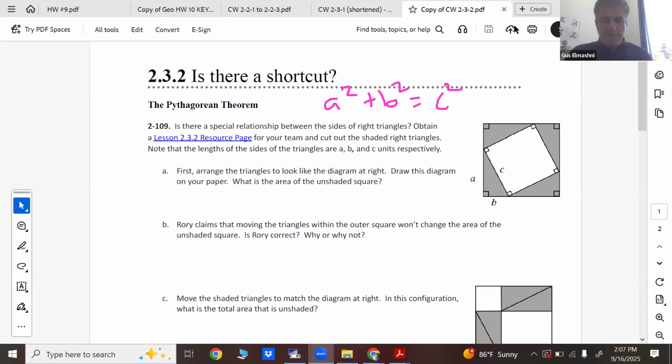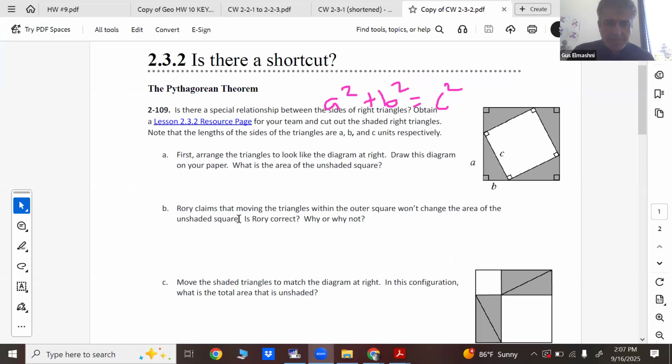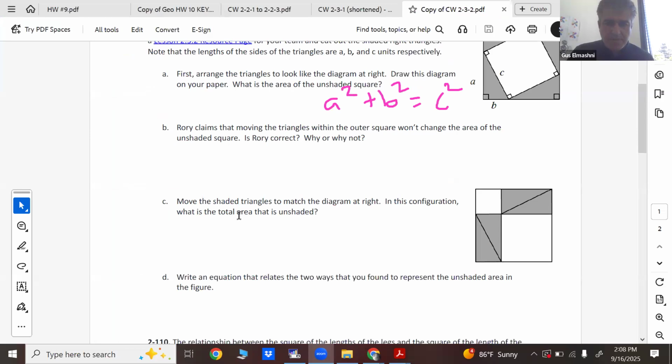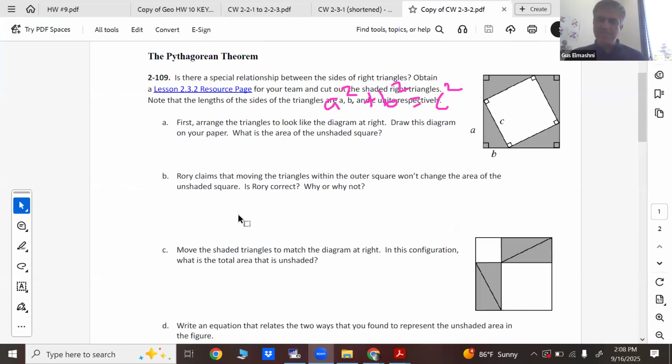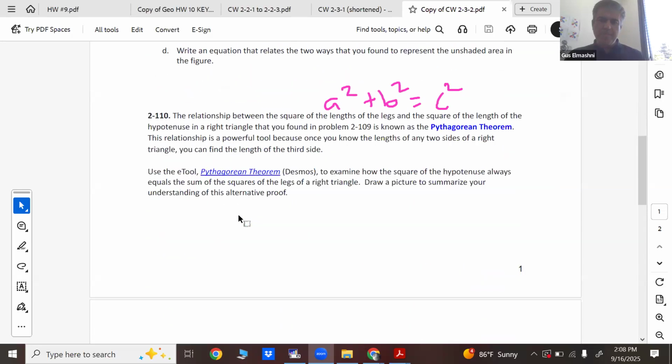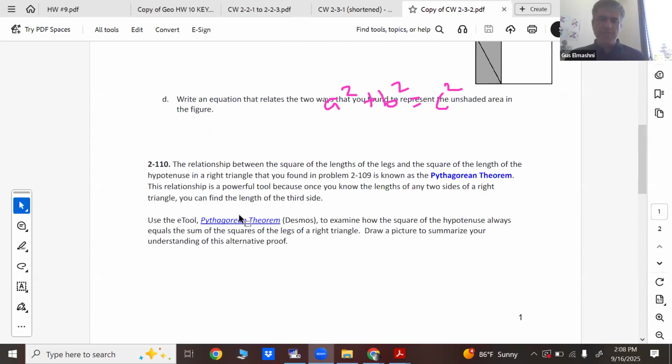But let me look here. That might have been a missed opportunity. That might have been good for us to do, actually, the more I think about it. I think what they're trying to do here. That's all right. We'll just do the problems.